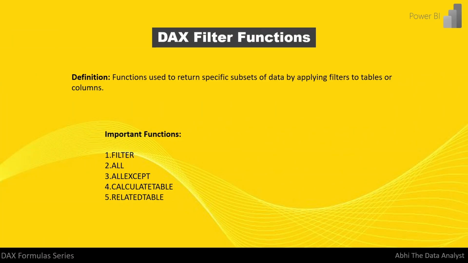Next up, we have filter functions. Filter functions are super useful when you need to narrow down your data to find specific information. Imagine you are looking at a huge table of data and you just want to see a certain part of it. These functions let you apply filters to your tables or columns so that you can focus on exactly what you need. This makes it much easier to dig into your data and find patterns.